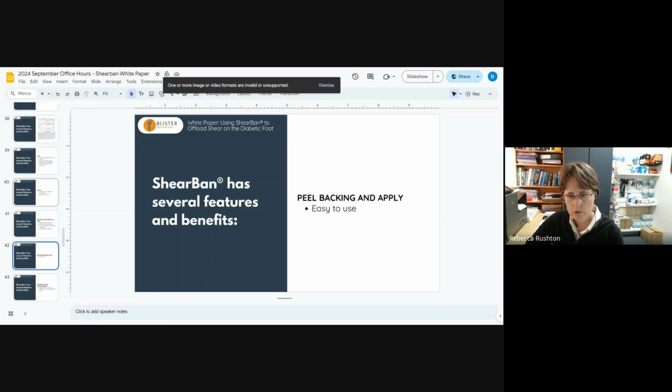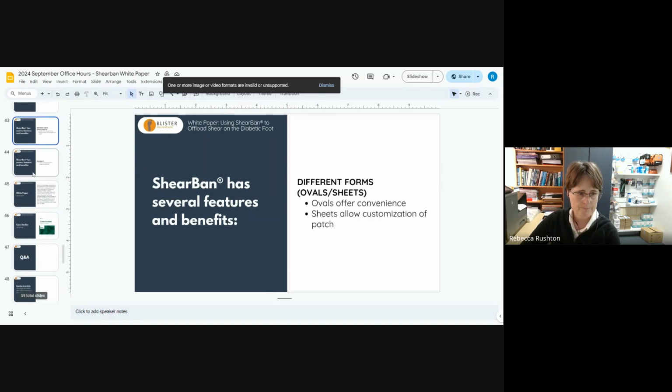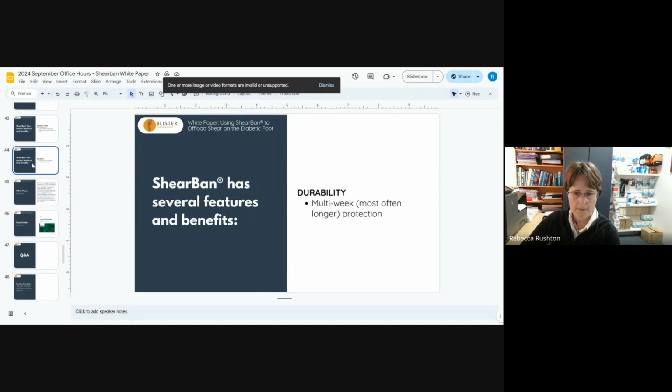It's easy to work with. You peel the backing back and it's easy to use. And it comes in different forms. That is the Engo patches, which are the ovals and the rectangles, and the heel packs, or the sheets that you can cut to size. And durability: multi-week, most often longer. Protection.